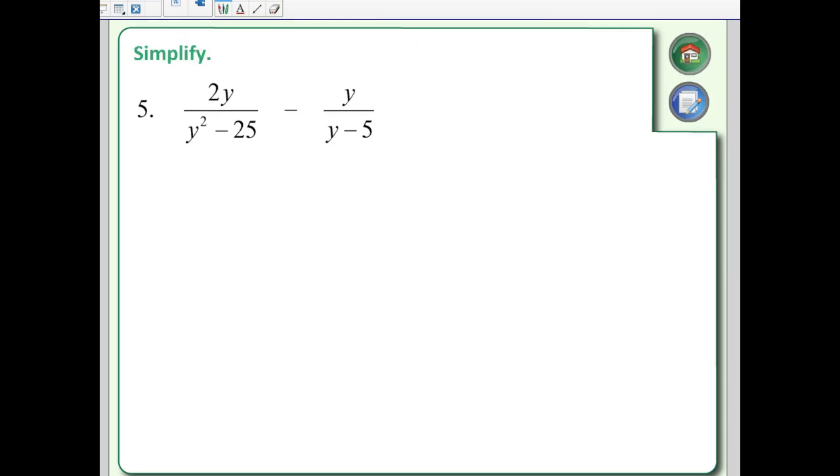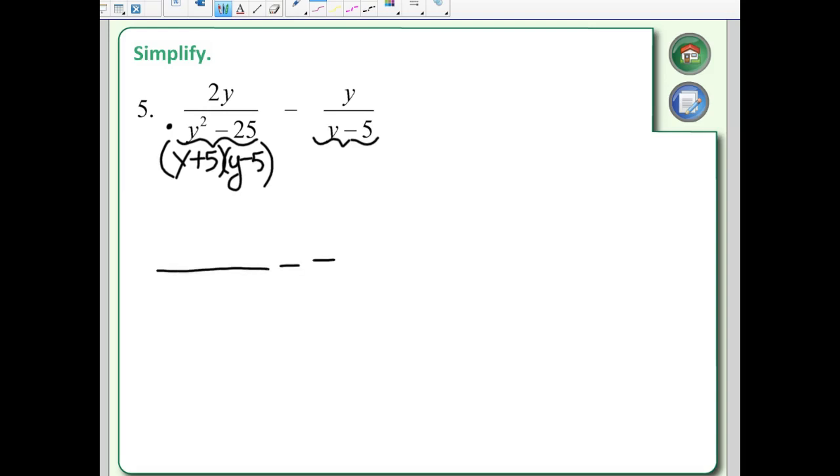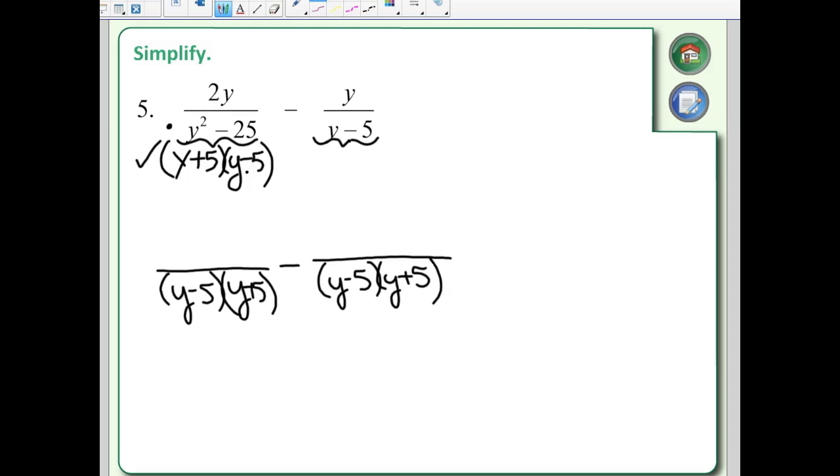Okay, let's go ahead and try this one. Now remember, before I can find my least common multiple, and I look at those denominators, I might have to factor. So if I look at this first denominator here, that's difference of perfect squares. So I know that has to be y plus 5, y minus 5. Okay, so now let's come up with our common denominator. Well, did you notice y minus 5 is common to both? So it comes down, and then everybody else comes to the party. So that means my common denominator is y minus 5, y plus 5.